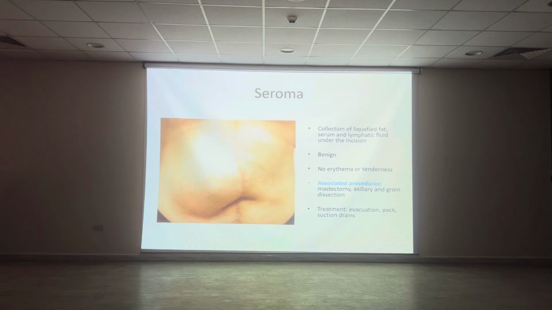There are certain types of surgery that may have a higher incidence of seroma, such as mastectomy, axillary or groin dissection. You can notice that in these surgeries there is a lot of dissection in the fat and in the lymphatics. That's why there is an inevitable amount of leak of body fluids and lymph. Treatment, in most cases, is conservative. If you need to intervene, you may aspirate or evacuate, or put in a suction drain.